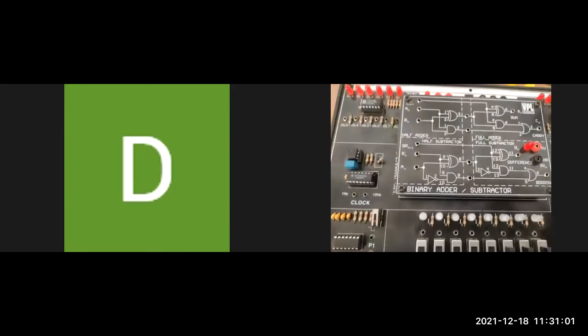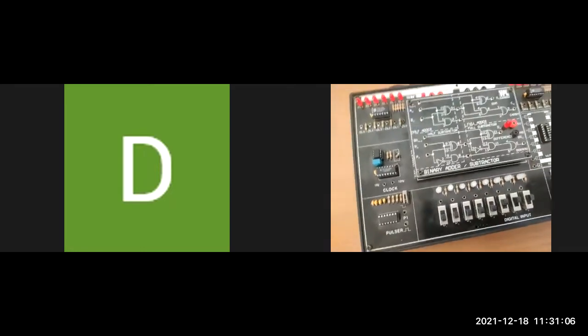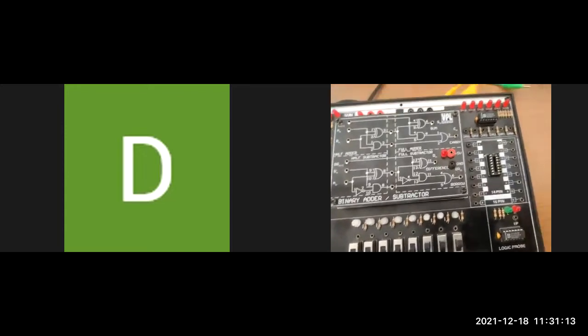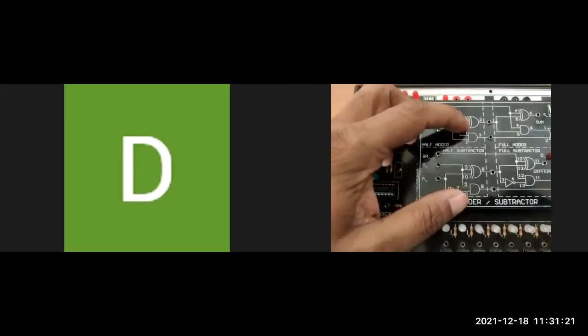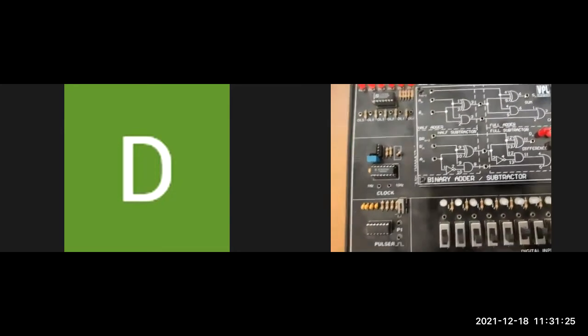Hello. Yes, sir. Which gate do we need to implement the half adder? XOR gate, sir. XOR, and we need actually 2 gates. One is the XOR gate, another is the AND gate. Here you can see the symbol of the XOR gate, and this is the symbol of the AND gate. Okay, so what is the IC number of the XOR gate?